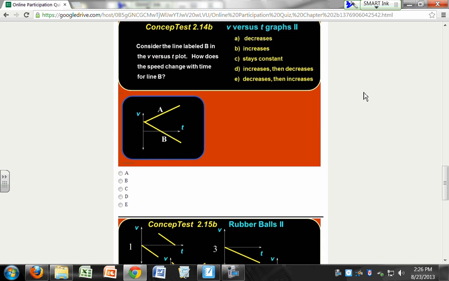All right, consider the line labeled B. How does the speed change with time? We're looking at the speed, and this is velocity that's plotted. So remember, the direction is given by the sign. So here I have a big positive velocity. It decreases until it goes to 0. And then it increases in the negative direction. So first it's going to decrease the speed, that is. It will slow down until it comes to a stop, and then it's going to increase in the negative direction. So decrease and then increase. This scenario, by the way, is like when you throw a ball up in the air. It goes up, it stops, and then it comes back down again in the negative direction, speeding up.